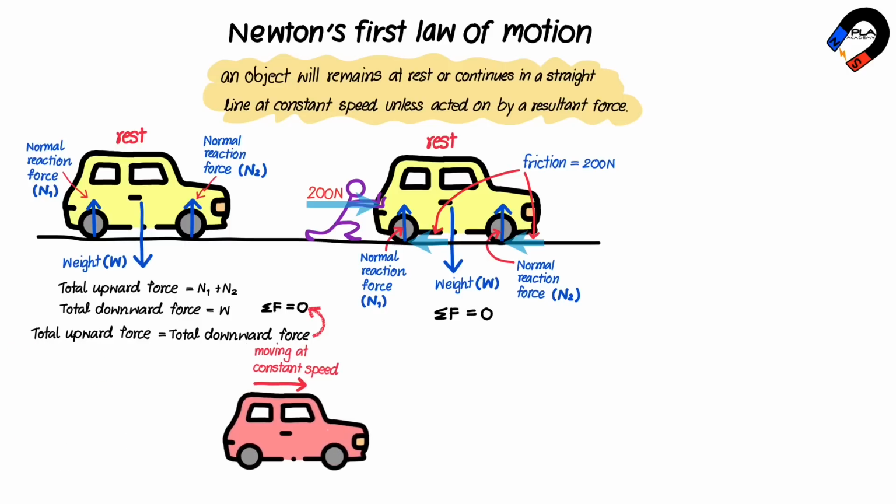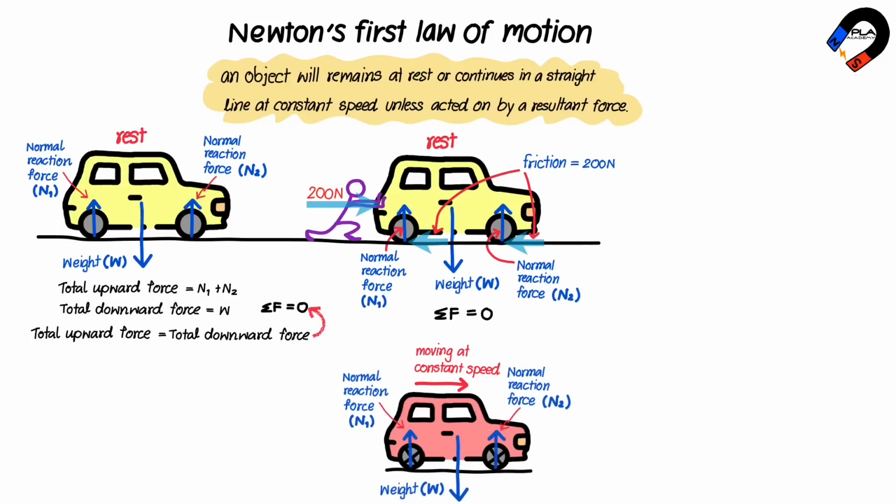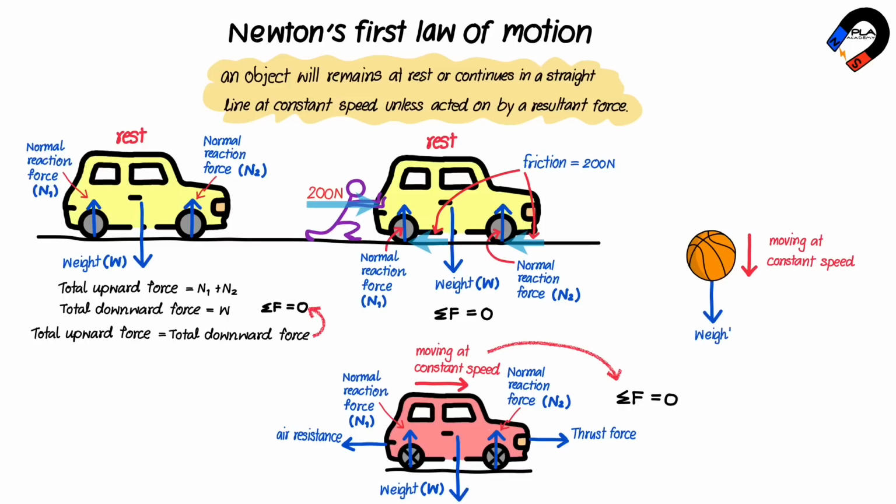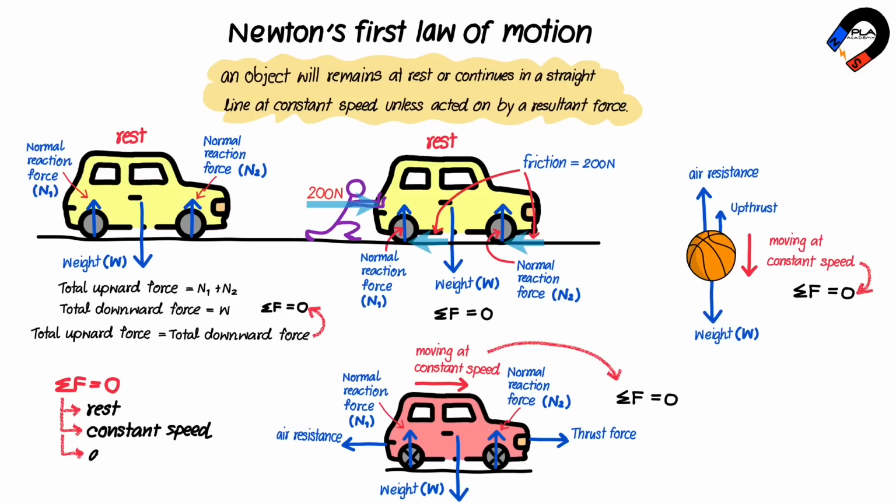A car is moving at a constant speed because the thrust force acting forward equals the air resistance acting backward, and the resultant force is 0. A ball is moving through the air at a constant speed because the weight of the ball acting downward equals the total of air resistance and upthrust acting upward, and the resultant force is 0. Therefore, we can conclude that if no resultant force acts on the object, it will either rest or move at constant speed and have no acceleration.